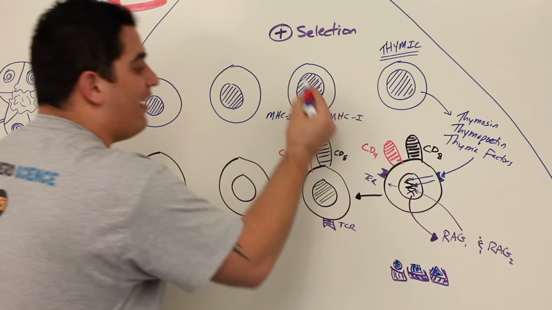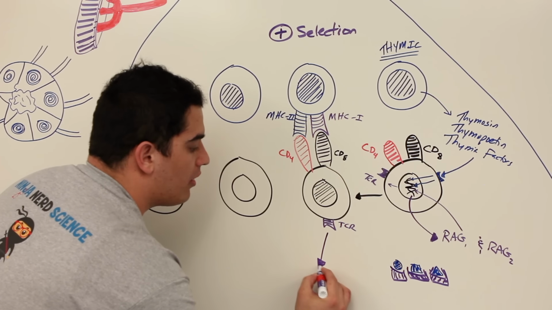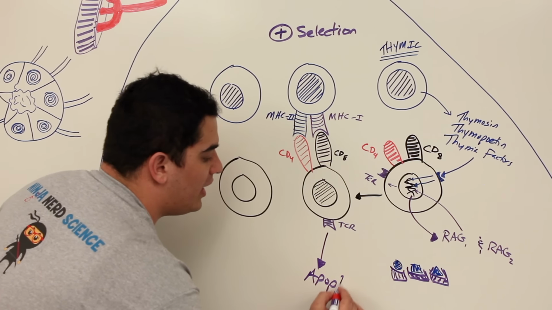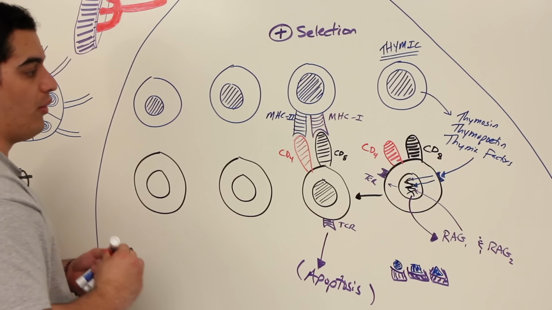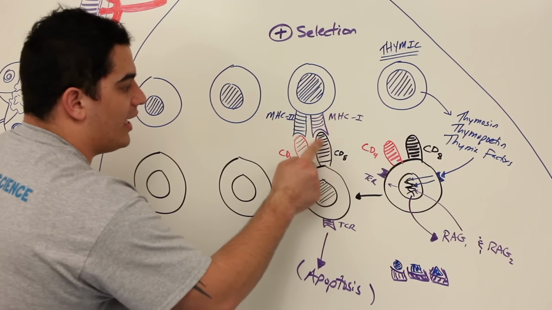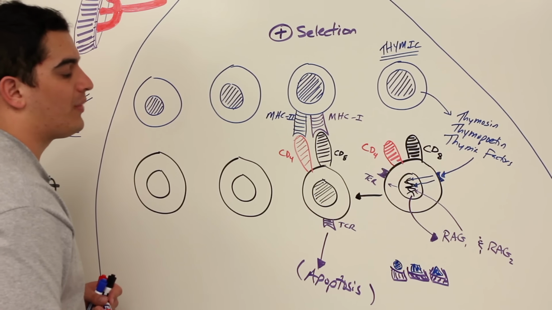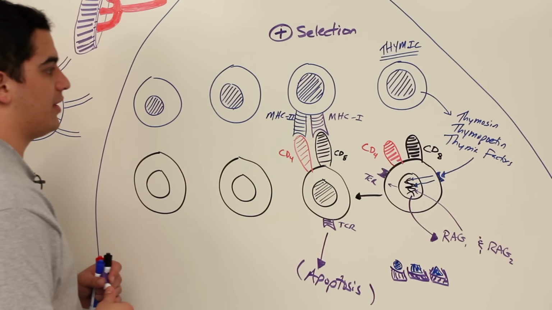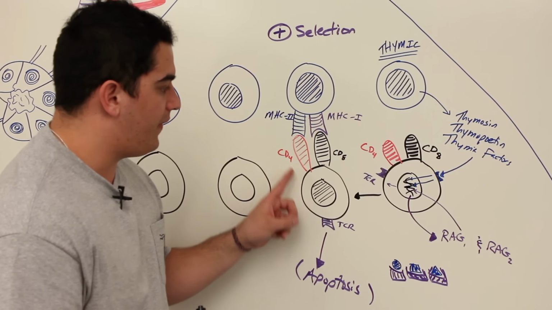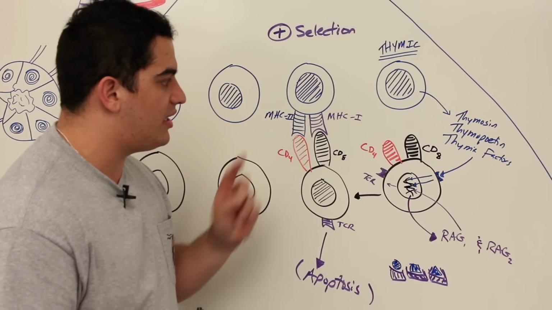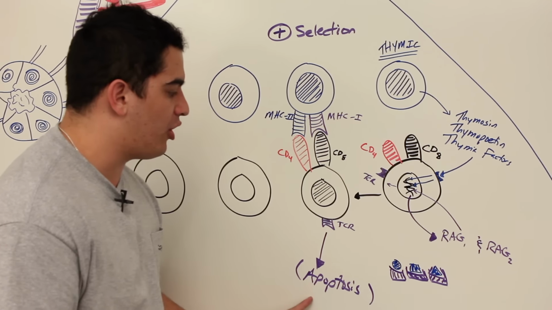Okay? If it doesn't recognize this, what's going to happen? This cell will undergo apoptosis, because we need these cells to be able to recognize these MHC1 and MHC2. So again, if this T cell's CD8s and CD4s don't bind with the MHC1 and MHC2, then it'll undergo apoptosis. If its CD4s and CD8s don't recognize these MHC molecules appropriately and respectively, what's going to happen? It's going to undergo apoptosis.